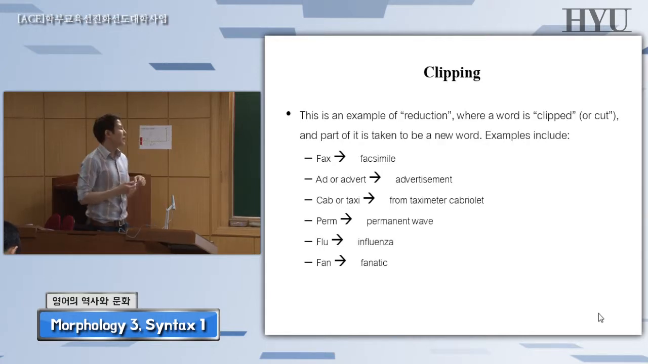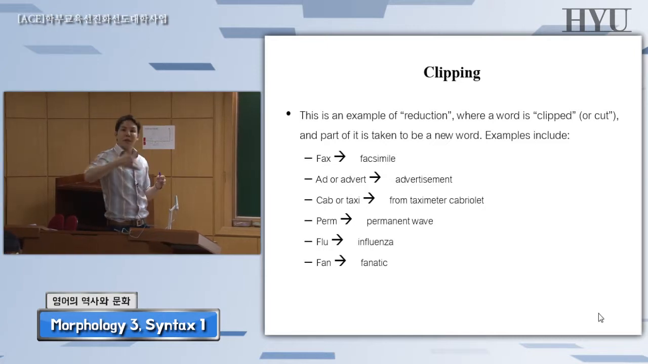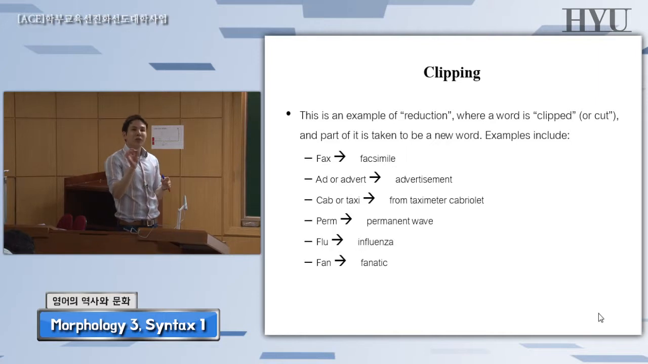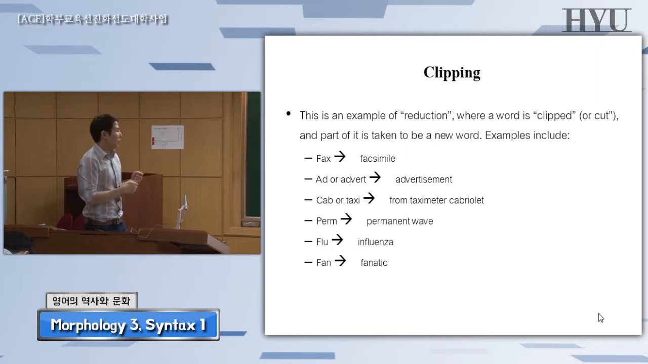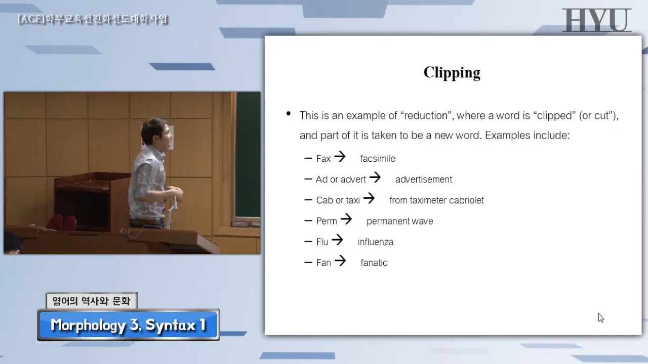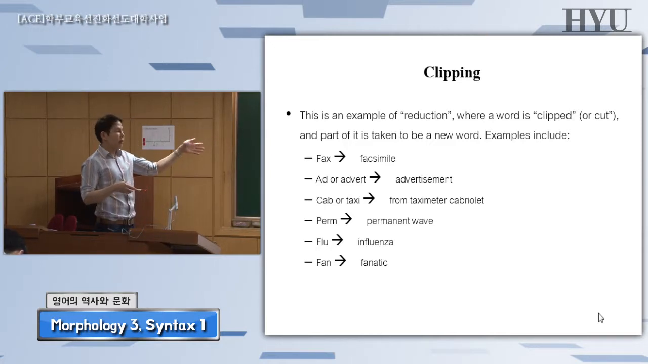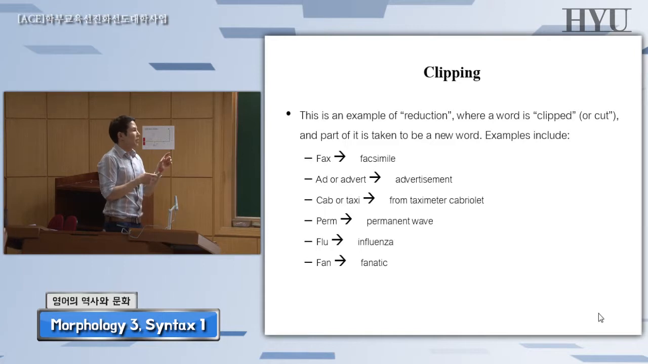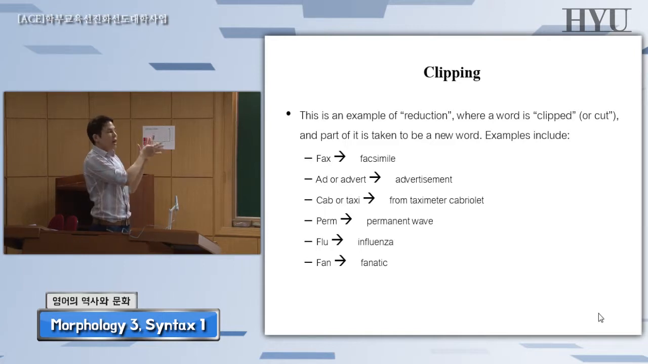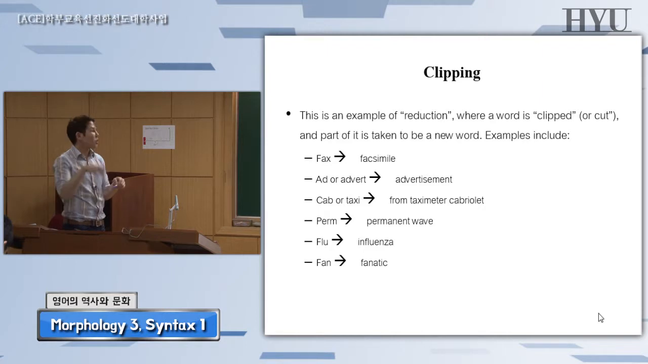And clipping is the next method. Clipping is an example of reduction where a word is clipped or cut from another word. So in other words, it's like abbreviation of sorts. Fax from facsimile, ad or advert from advertisement, cab or taxi from taximeter cabriolet, depending on which of these two words you want to cut from. Taxi or cab, both are the same. Perm is from permanent wave, flu from influenza, fan from fanatic, for example. Okay, so you clip or you cut from the whole word.